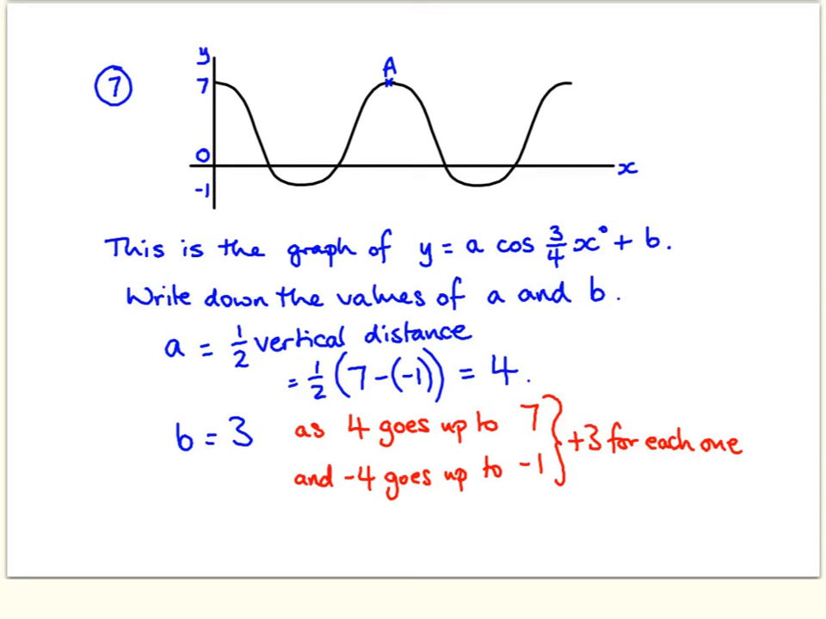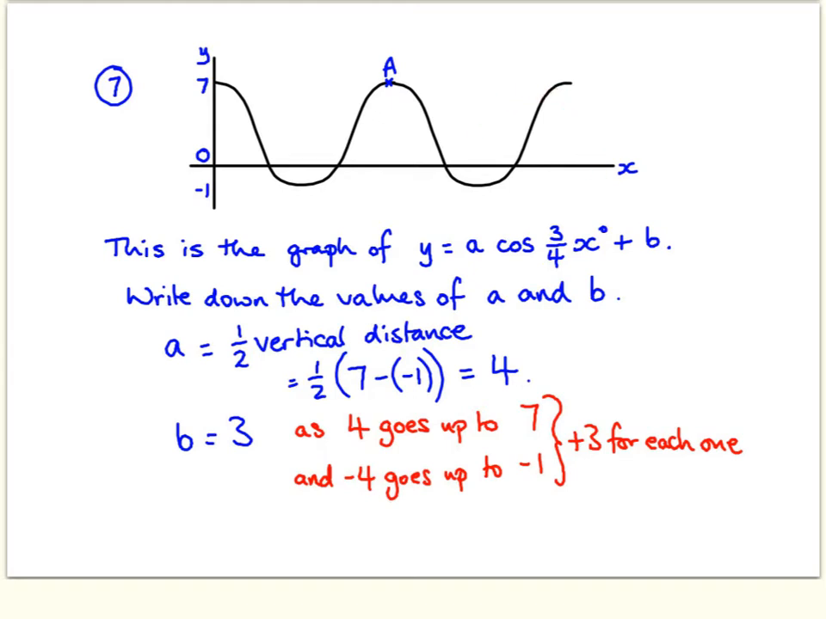But just to highlight what you do, this value, or this distance from the top to the very bottom, is 8 here, because it's 7, take away minus 1, that's what I've got there. But the amplitude is half of that. Okay. Now it was slightly different in the exam because the graph started at the bottom and went up for sine wave.